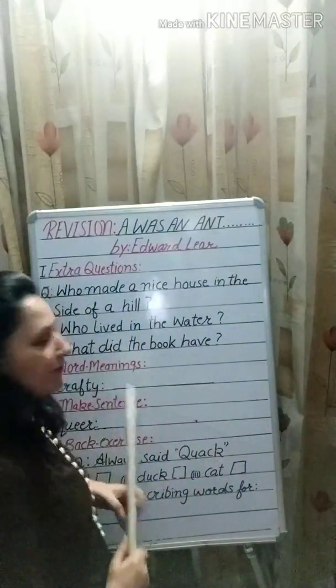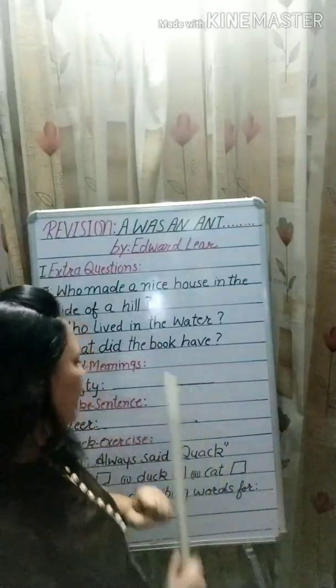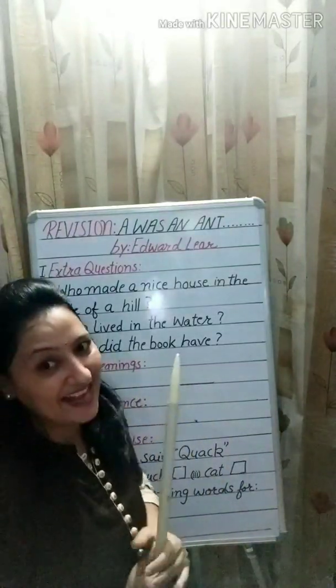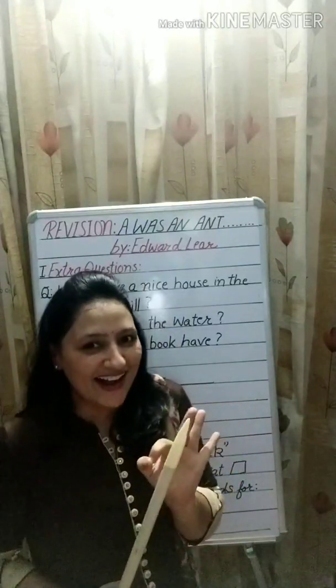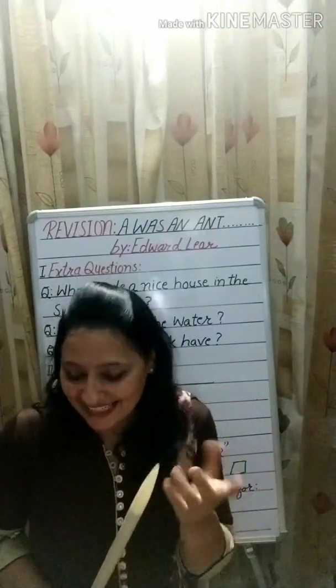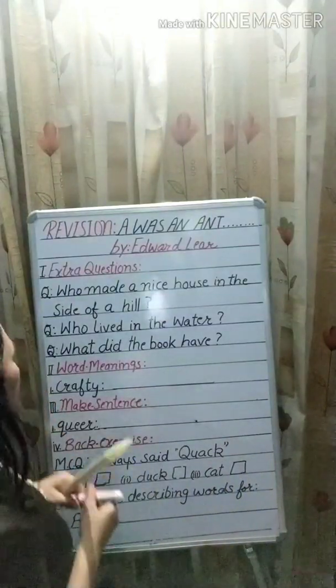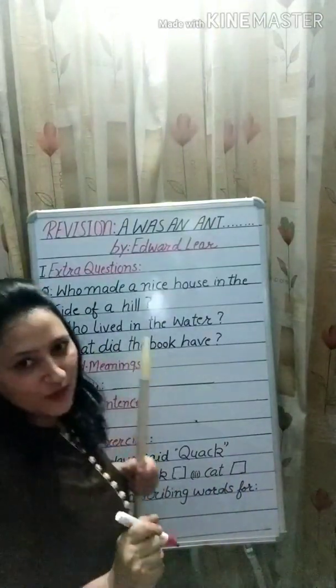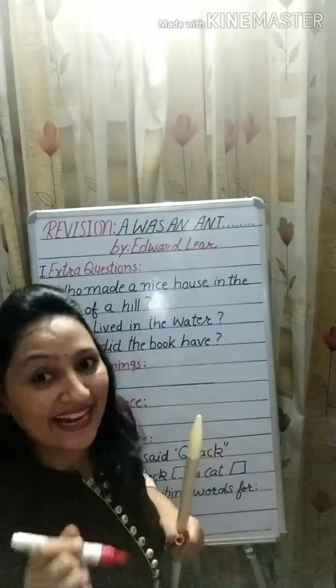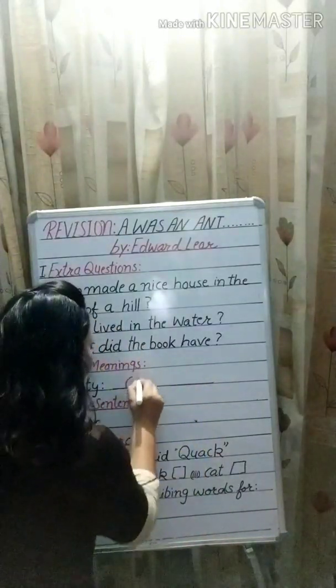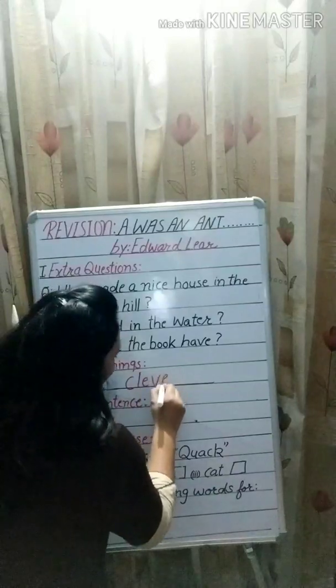So here you have to give me the meaning of, yes, crafty. This word has been used for, yes, cat. So now according to the poet, C was a cat and it was crafty, which means clever. So I'm going to write the meaning, that is clever.